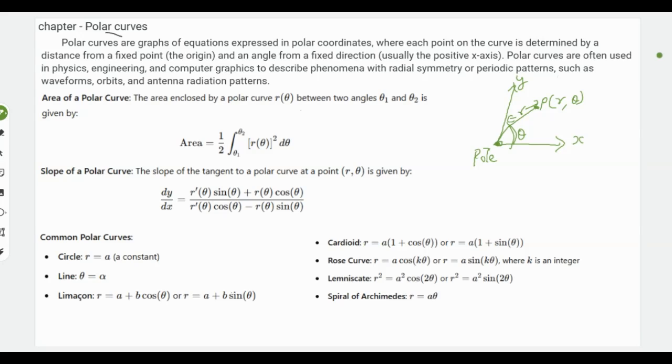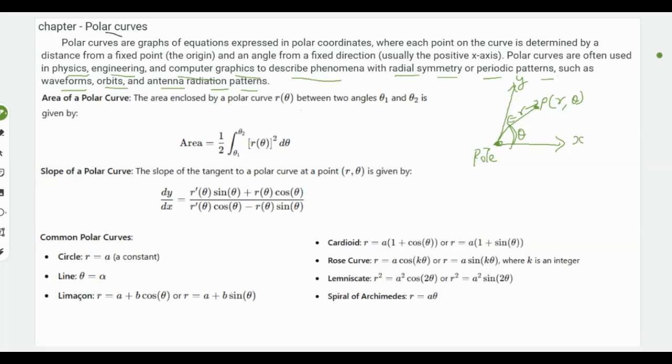Now where are the applications of polar curves? We see applications in physics, engineering, and computer graphics, to describe phenomena with radial symmetry and periodic patterns such as waveforms, orbits, and antenna radiation patterns. These are some applications of polar curves.